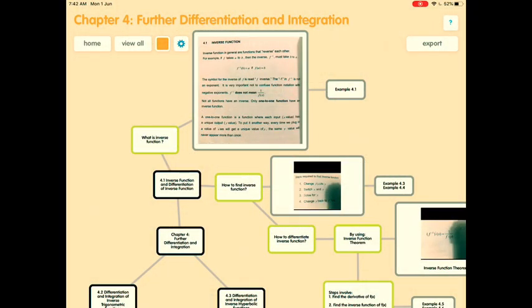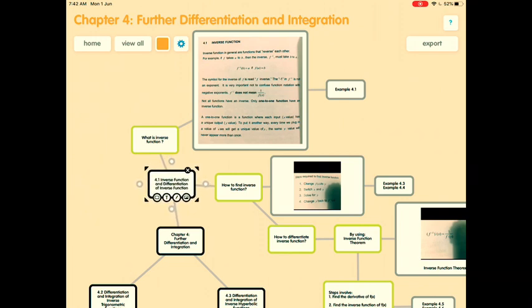So here we are in the last chapter, which is further differentiation and integration. So let's start with 4.1, which is inverse function and differentiation of inverse function.